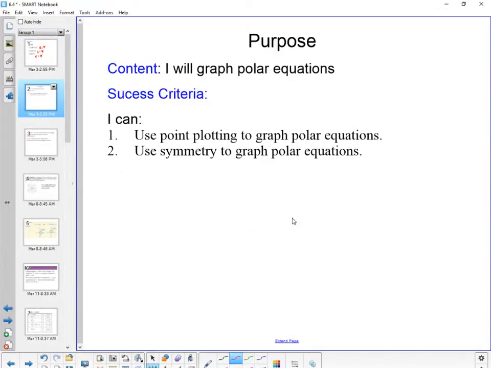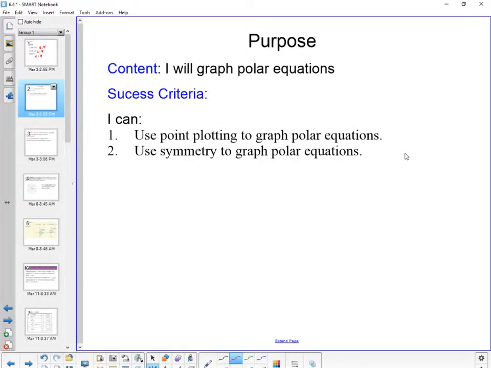That's too small. Can you guys see that? Okay. Today's purpose: we are graphing polar equations. Polar equations are fun. There are 2 ways, and I prefer one of them. We'll talk about that. Objectives are also posted over here.